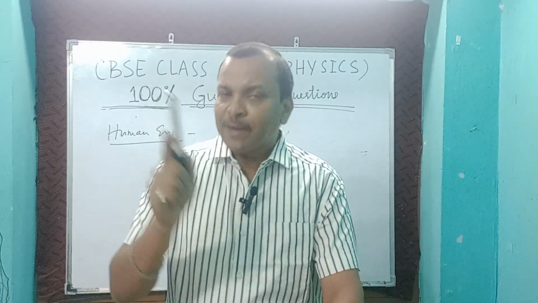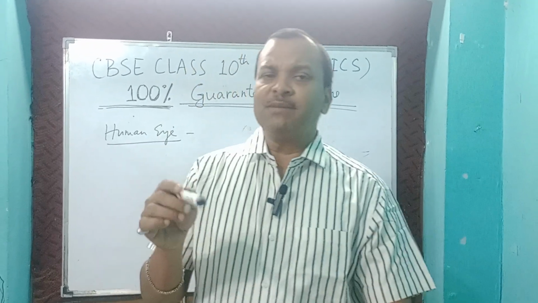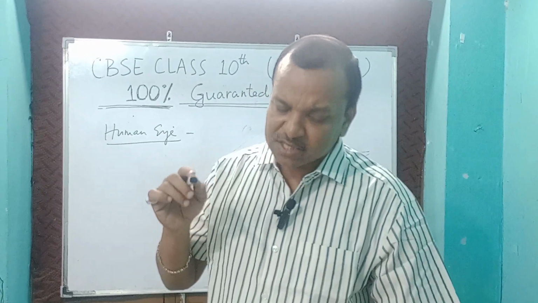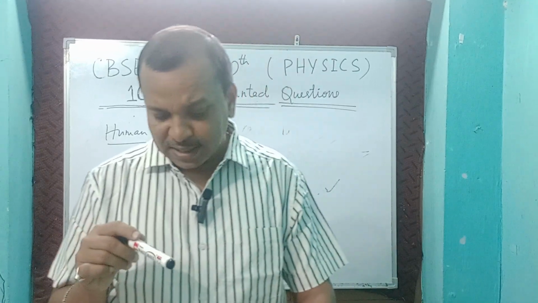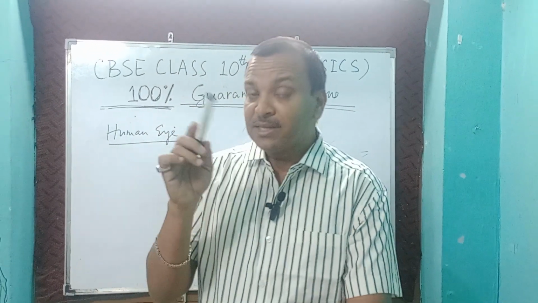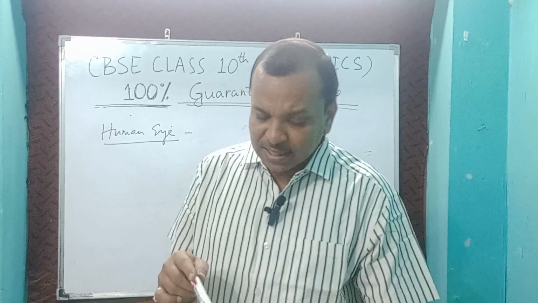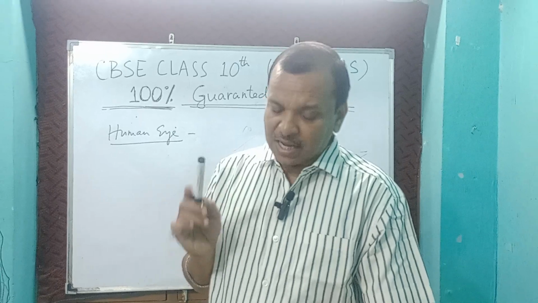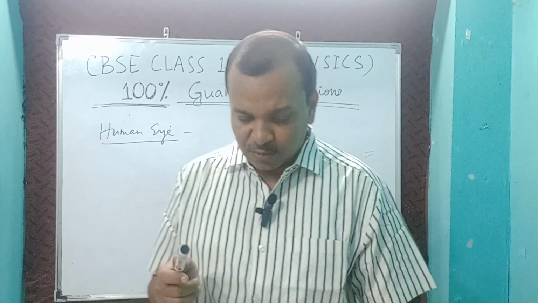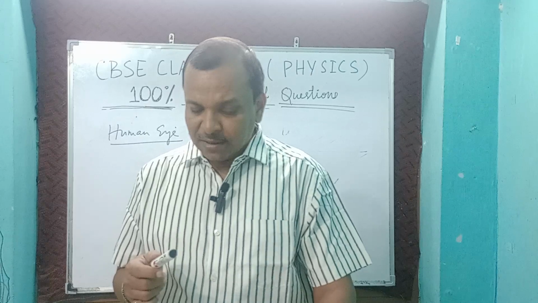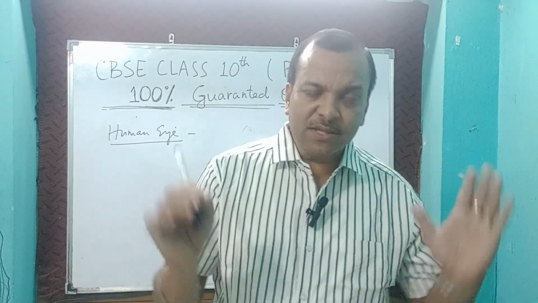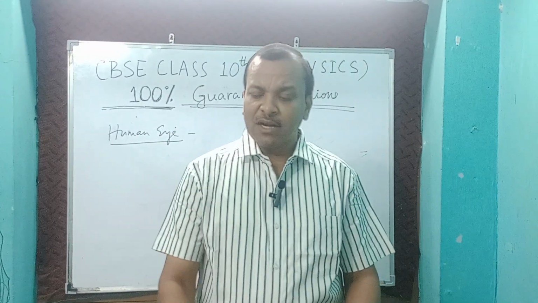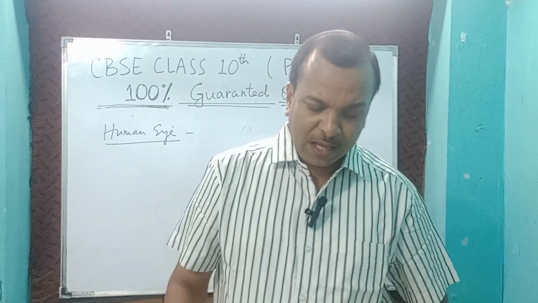I repeat the question. When I repeat a question, it means you are going to get this question. A person needs a lens of power minus 5.5 diopter for correcting his distant vision. For correcting his near vision, he needs a lens of power plus 1.5 diopter. What is the focal length of the lens required for correcting distant vision as well as near vision? This is highly important, extremely important.